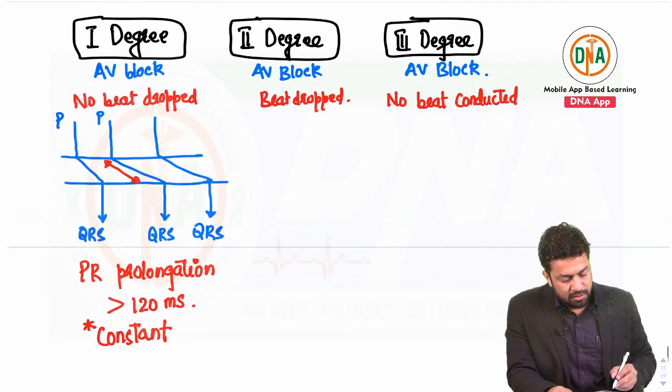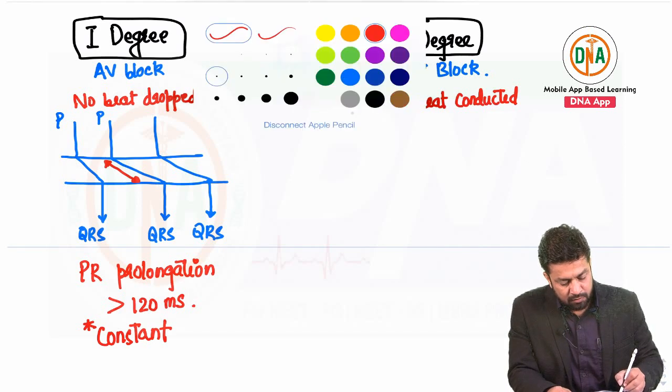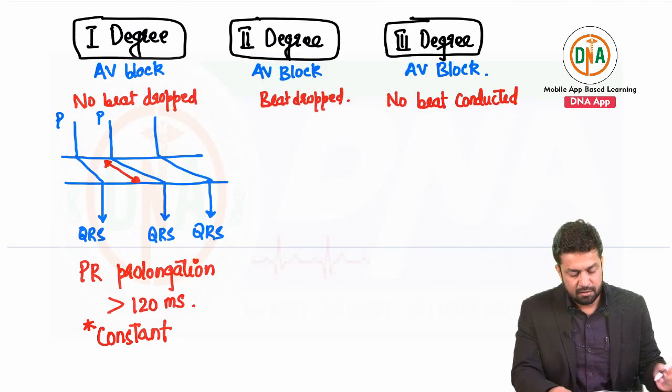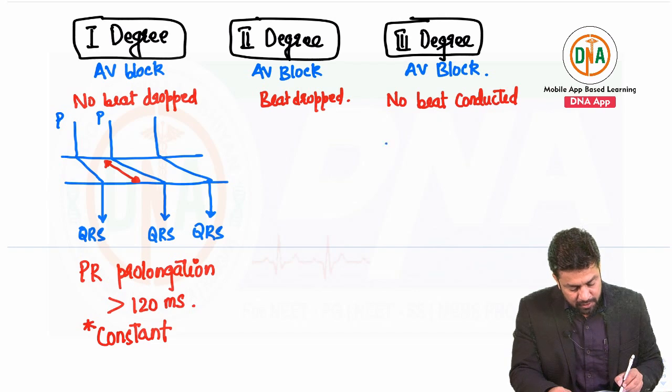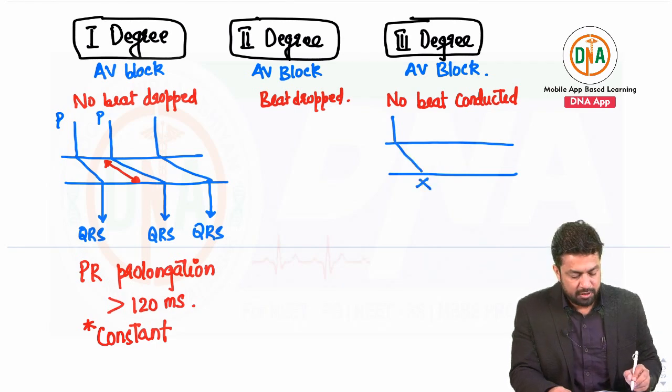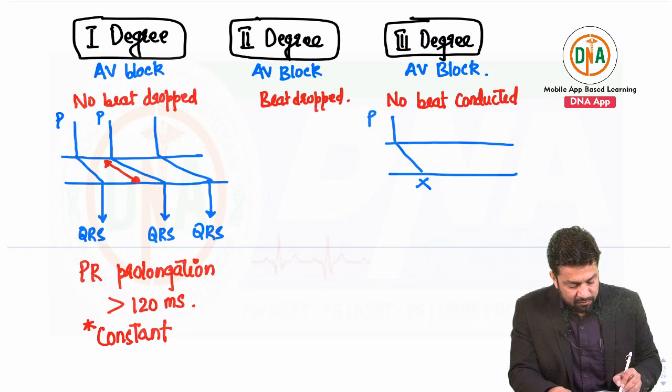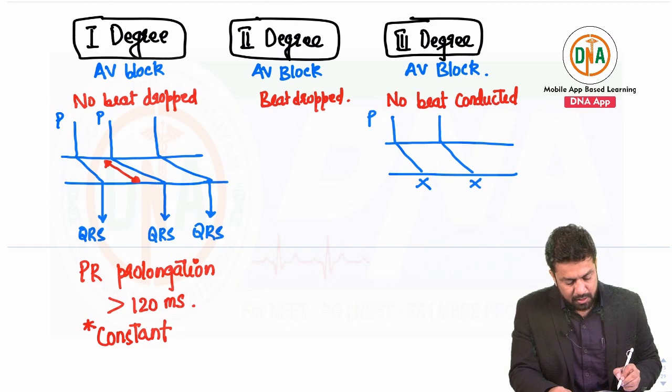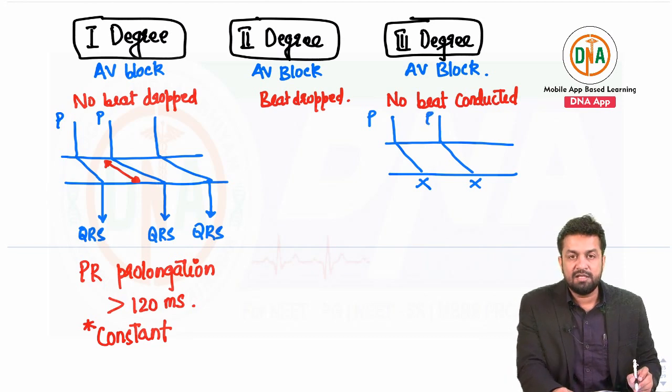Now coming to the third degree heart block. We have seen that no beat is getting conducted, and as a result you have the same ladder diagram. You have the P wave, it comes and no beat gets out. So there is no beat. You have P wave and P wave and no beat is coming out.